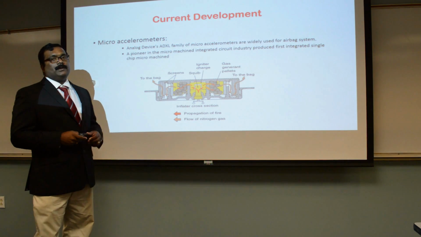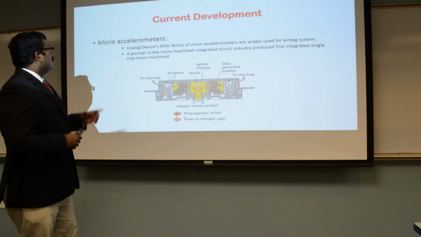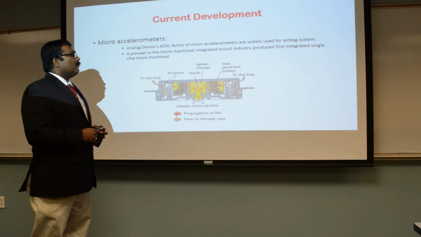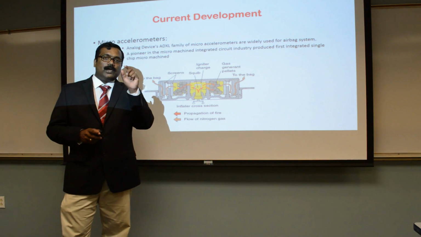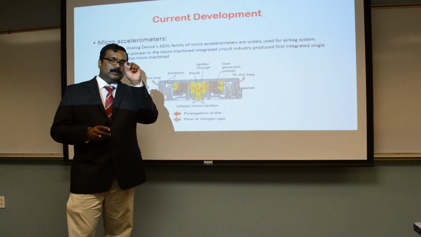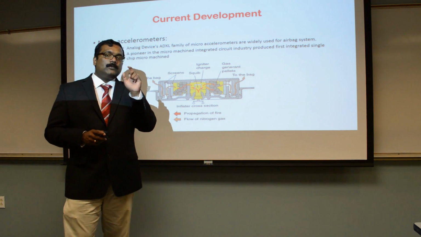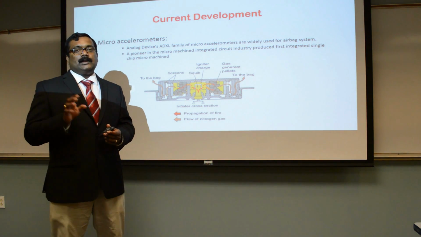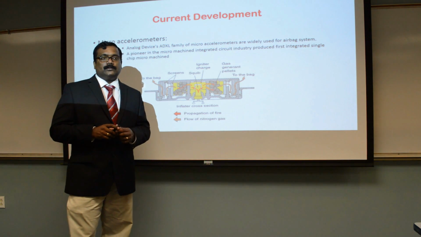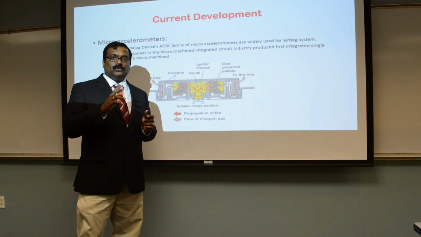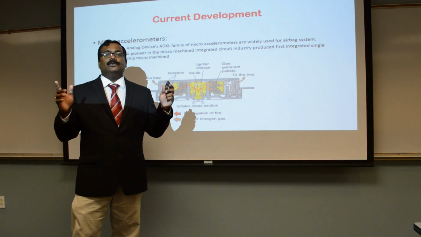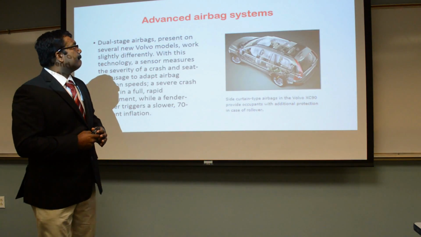This is the current development in the airbag industry: the micro accelerometer. The micro accelerometer is widely used in the automobile industry because it is very small, 5 millimeters thick and 5 millimeters wide, and it weighs only 10 milligrams. Most of the automobile industry is using the micro accelerometer, and it is placed in mainly 4 different locations, 2 in the front and 2 on the sides of the automobile.